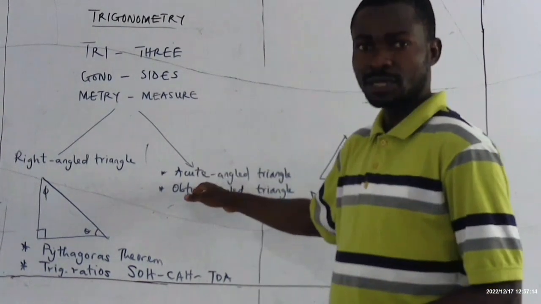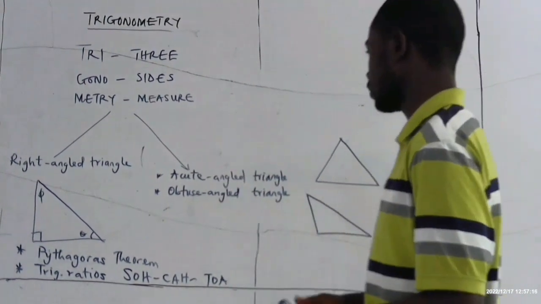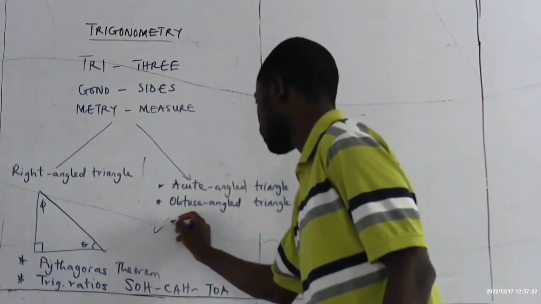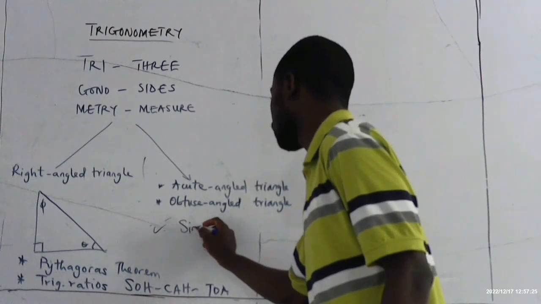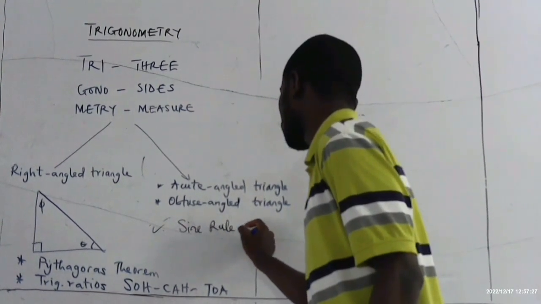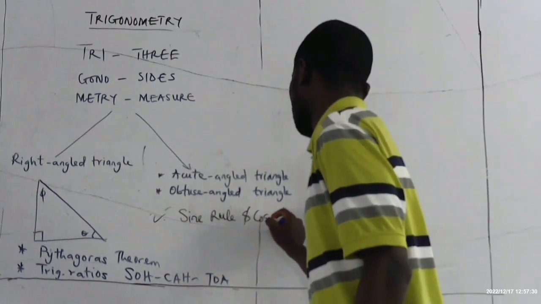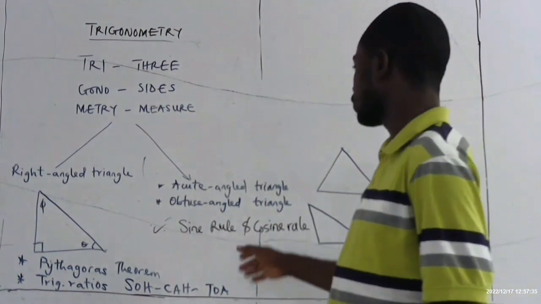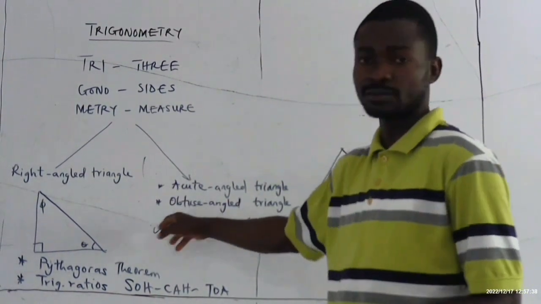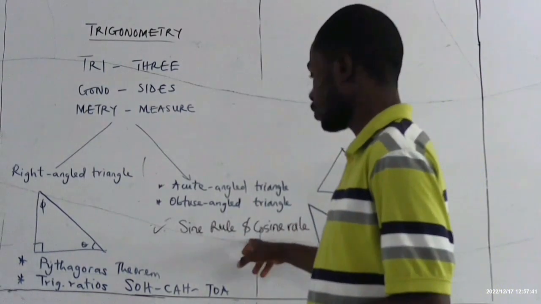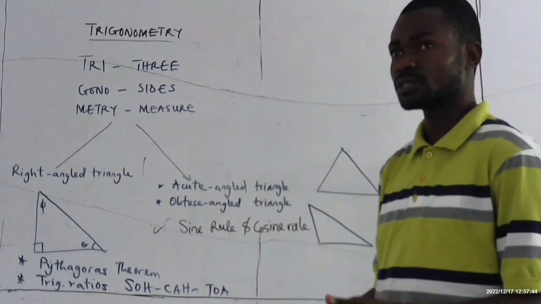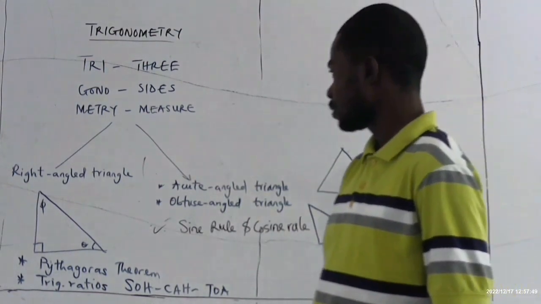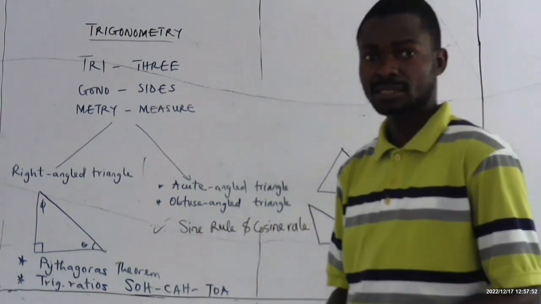Now, for acute angle triangle and for obtuse angle triangle, we will make use of the sine rule and cosine rule. So when solving the sides and angles of either acute angle triangle or obtuse angle triangle, we make use of the sine rule or the cosine rule, or you can use both of them in the lesson. So without further ado, I will go about showing you how to name the sides of a right angle triangle.